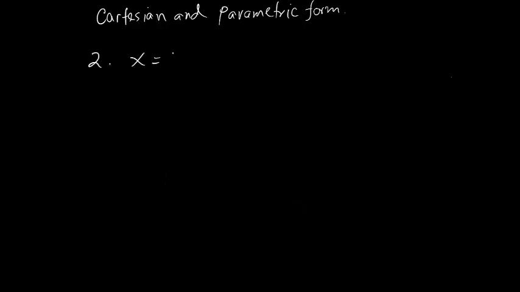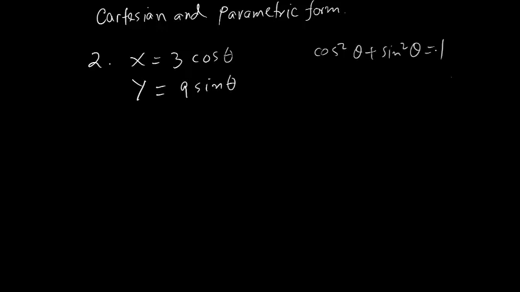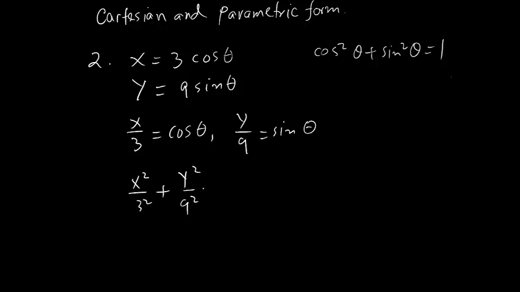x equals 3 cosine theta and y equals 9 sine theta, and then make a relation between x and y. That is the form in Cartesian. So the first equation I can say x over 3 is cosine theta, and y over 9 is sine theta. Now if I just square and add, you get x squared over 3 squared plus y squared over 9 squared equals 1, right? Because the right hand side is cosine squared theta plus sine squared theta, which is 1. And what is it? An ellipse.